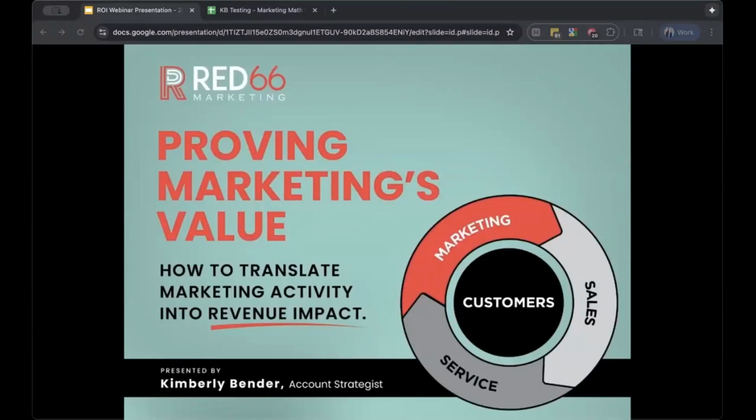I'm really excited to talk to you all today about translating marketing into revenue impact. Full disclosure, this was a struggle for me in a previous role where I felt like I was consistently communicating marketing wins, but it was never good enough because I couldn't directly say how it impacted revenue growth.